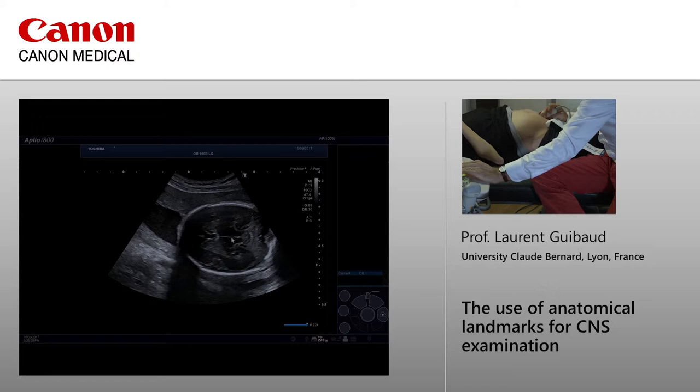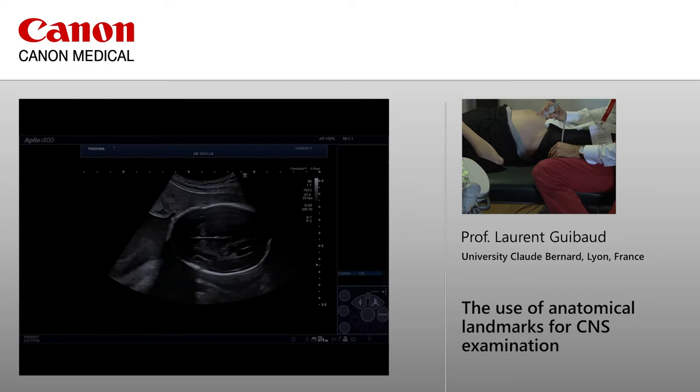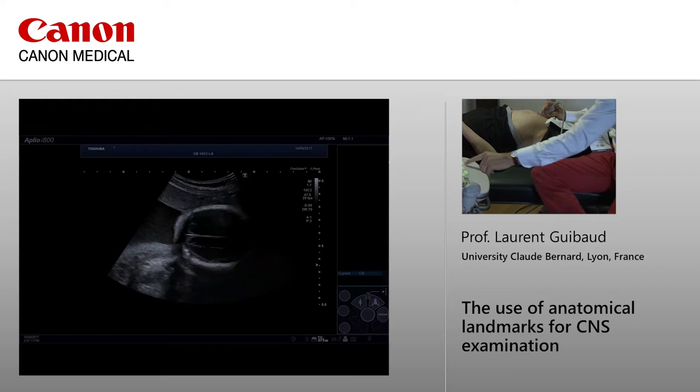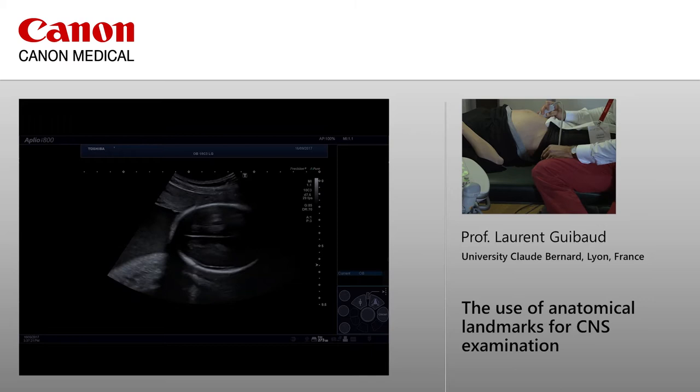So now we can go very far here. There is no sulcus, and this is the central sulcus which appears around 26 weeks, and we are at 23. There is a smooth cortex at this level, which is completely normal.